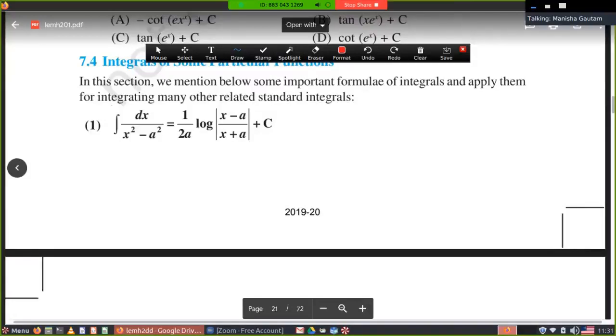Here's the first formula, that is integration of 1 upon x square minus a square. This is the first formula: integration of 1 upon x square minus a square with respect to dx. The answer of this integration, in standard form, is 1 upon 2a into log of (x minus a) upon (x plus a) plus constant.